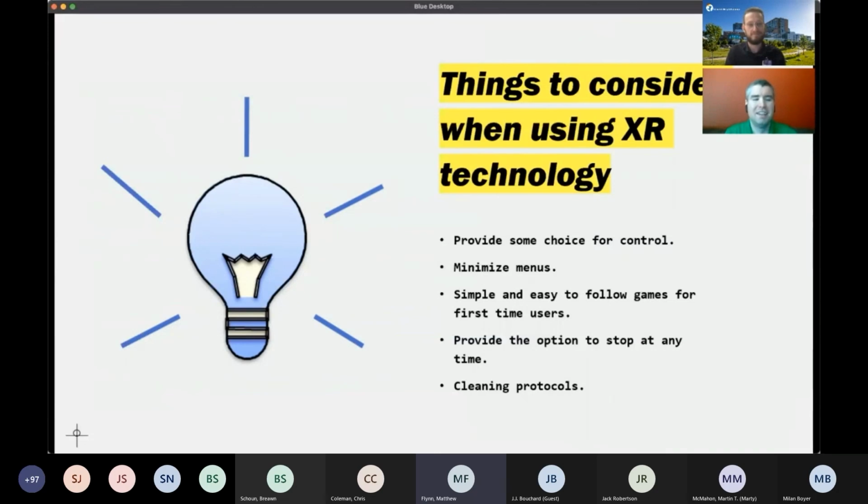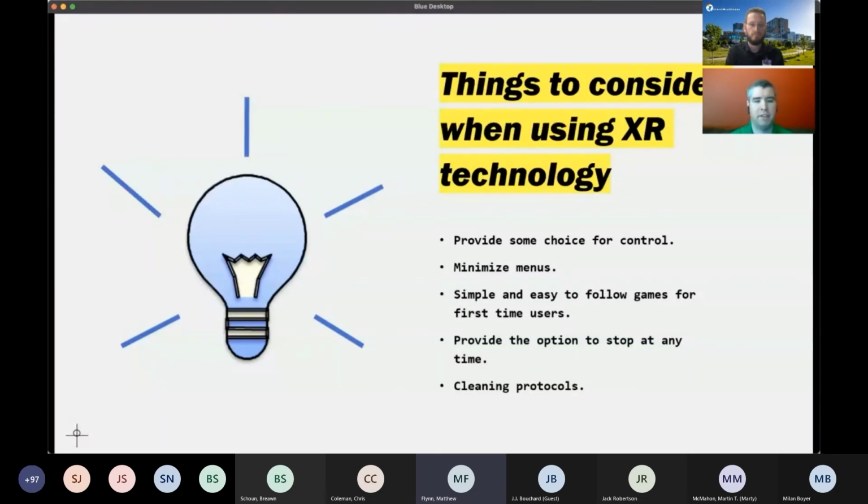Yeah. And so lastly, some things to consider. We've mentioned some of this. It's always good to repeat. Always provide choice to increase the patient's sense of control. Control equals coping, and coping is what we're looking for. You want to find games that minimize menus, or you could even load a game up for a patient yourself, skip the menus entirely, get right to the part that they're going to engage with and be immersed with. If this is a first-time user, simpler games are probably better. You want to remind the patient that they have the option to stop at any time.